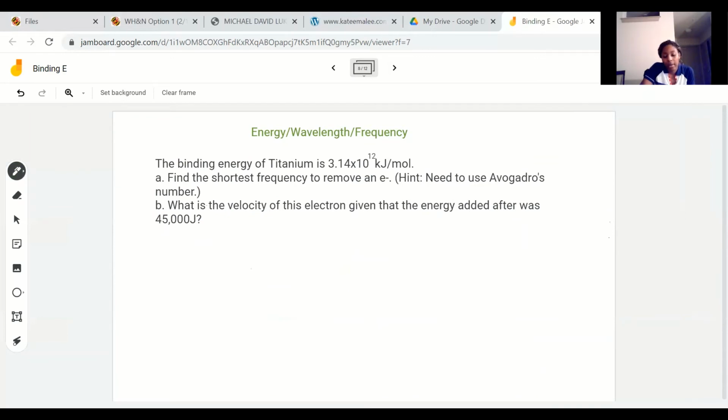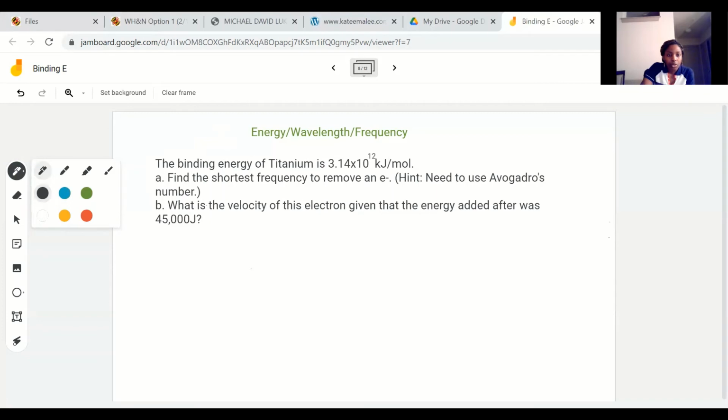We're talking about atoms now. So the thing about atoms versus electrons is that you have to think about Avogadro's number, and you might have to think about atomic mass. So in this case, like we did in class, for part A we're finding the shortest frequency to remove an electron. Remember what I said, anything about shortest, threshold, minimum, ejected, that's a binding energy, right? In this case, we're actually not trying to find the binding energy. We're trying to find the threshold frequency, or the frequency that's associated with the binding energy, right?